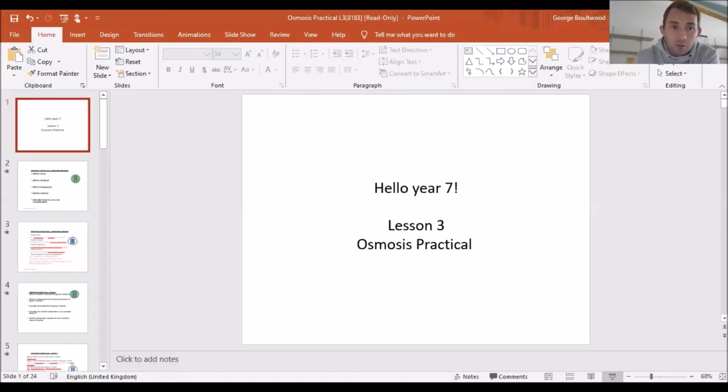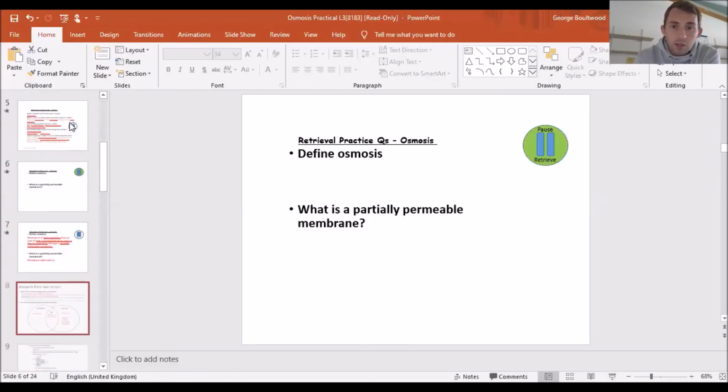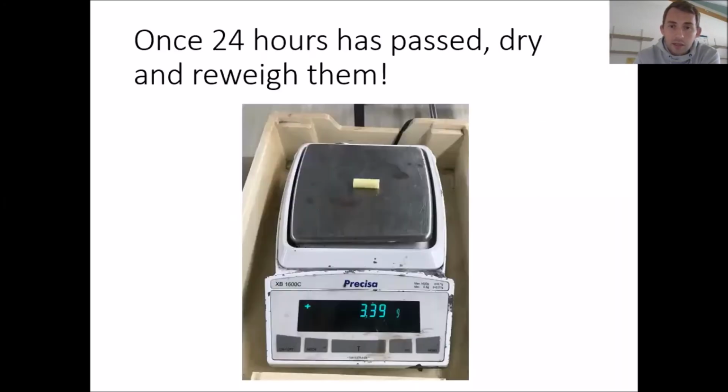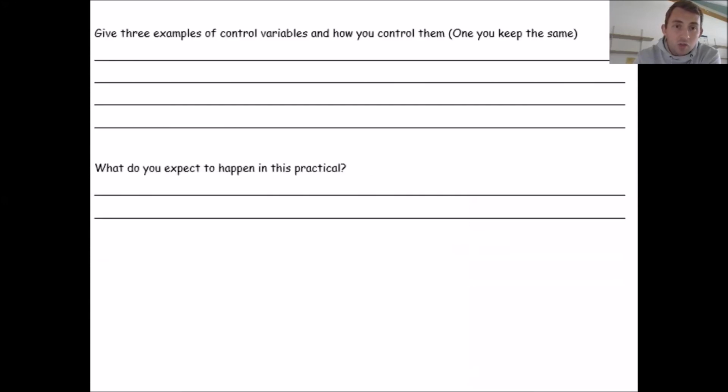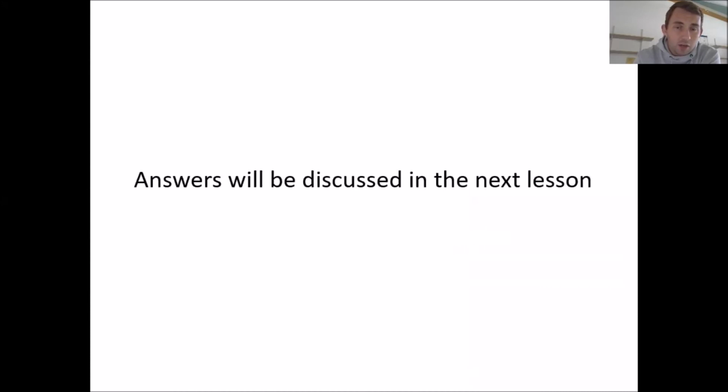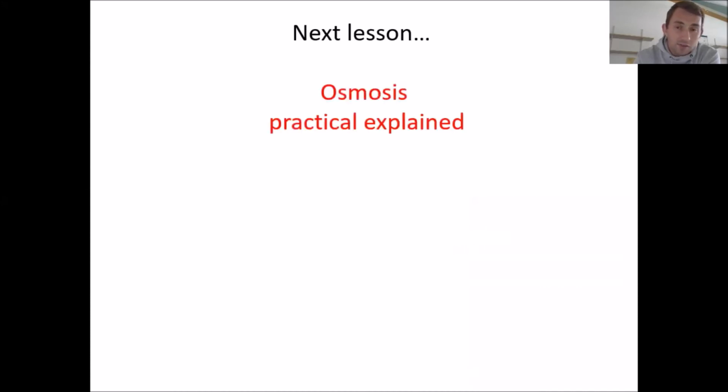Okay, now your slop, okay, is looking like this. So you've printed it off, that's fantastic. So you've got 3 questions there. So again, looking at the practical method, you've got the variable to think about and the control variable to think about as well. And actually, the most important question is, what do you expect to happen in this practical? So to finish on, guys, I'll discuss the answers next lesson, sorry. Again, we're going to explain the practical next lesson, see what actually happens.